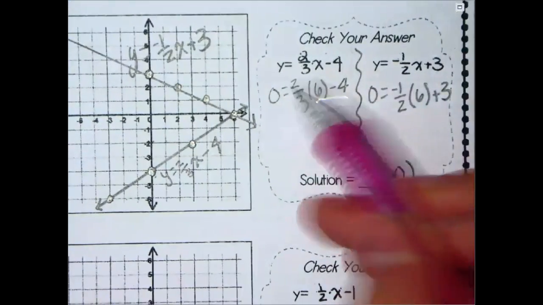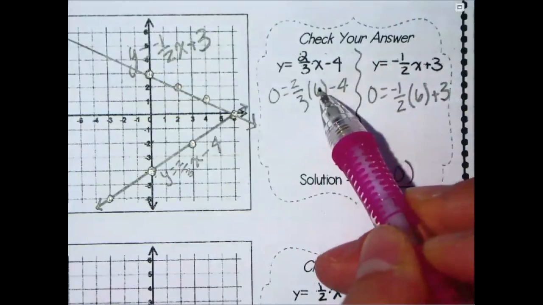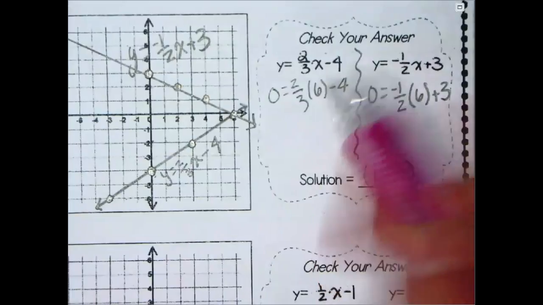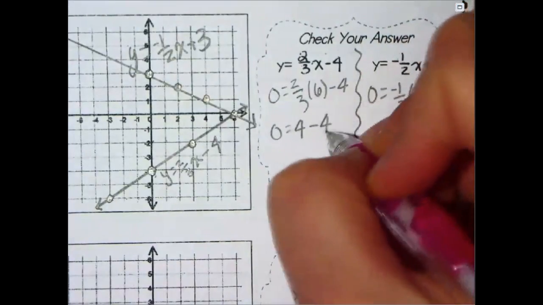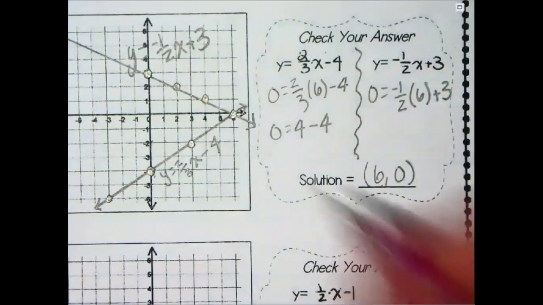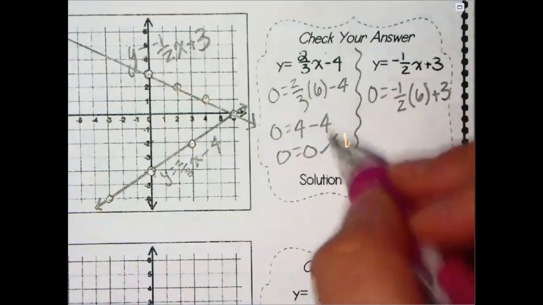All right, 2/3 times 6. 2 times 6 is 12. 12 divided by 3 is 4. And 4 minus 4 is 0. Does 0 equal 0? Yes. Okay, that's true. Sweet.